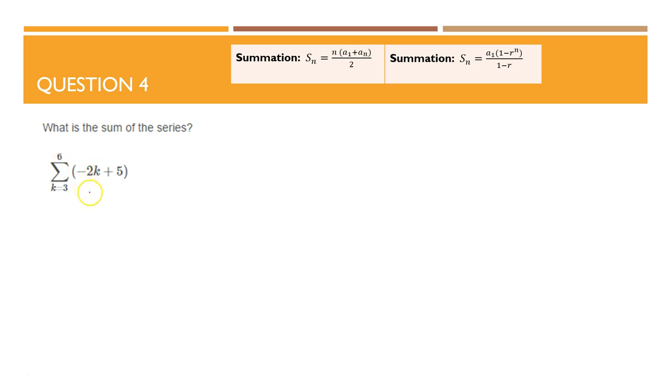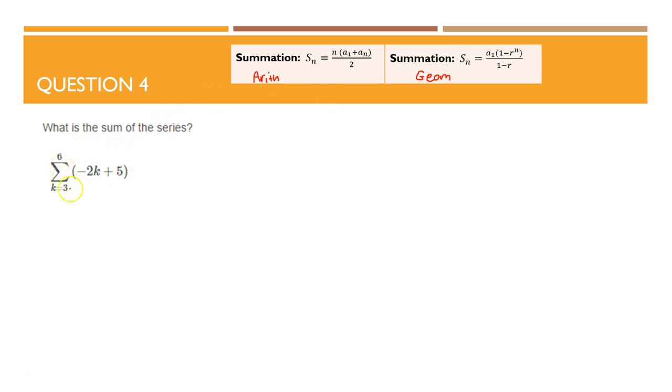But we do have a quicker way of doing it, by using a summation formula. Well, really, we have two different summation formulas, one on the left, one on the right. The one on the left is for an arithmetic sequence, and the one on the right is for a geometric sequence.